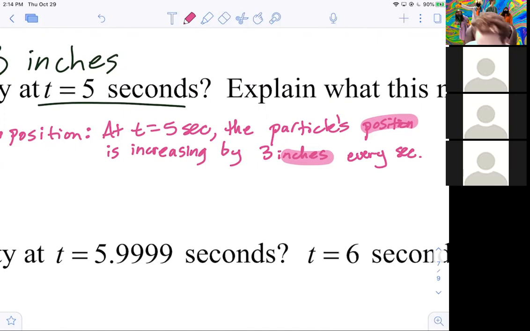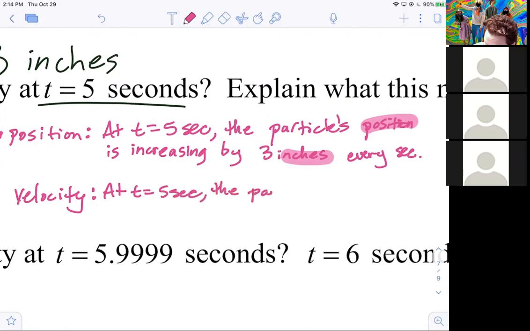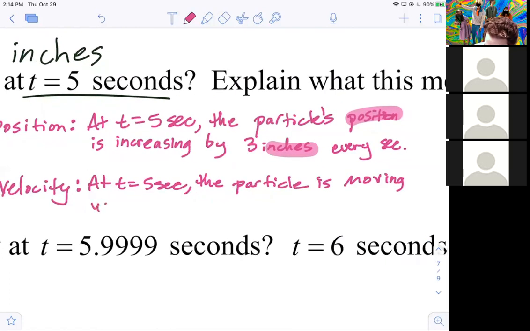It's good. All right, in terms of the velocity, which they also could ask, same thing. At t equals 5 seconds, get that out of the way with units. The particle is moving, right? There's motion. And is it up or down? Up. At, and then we can go ahead, 3 inches per second.